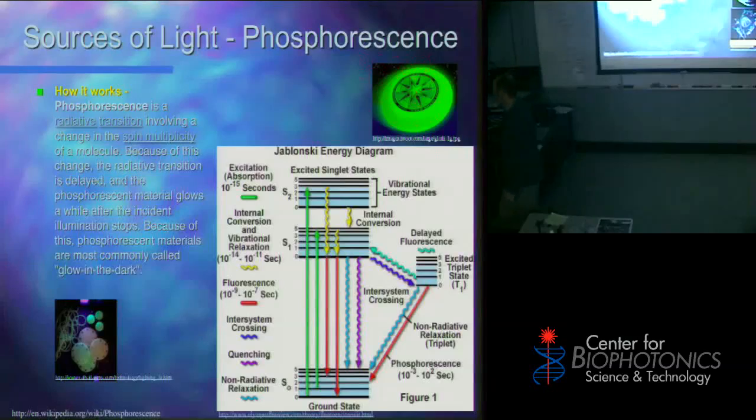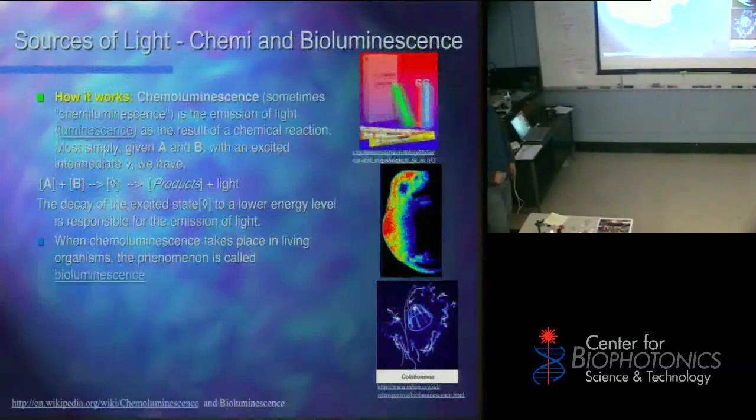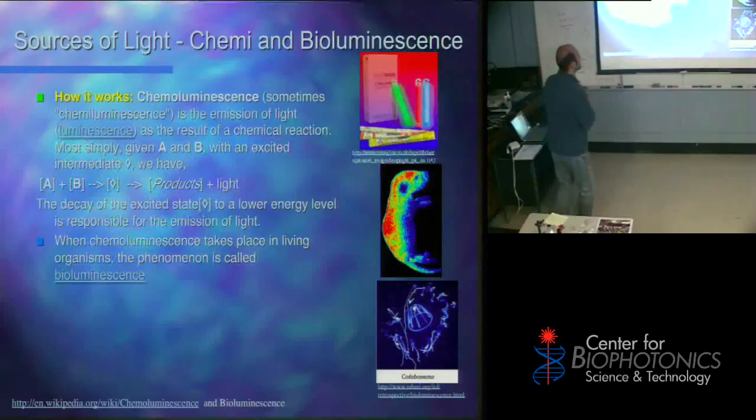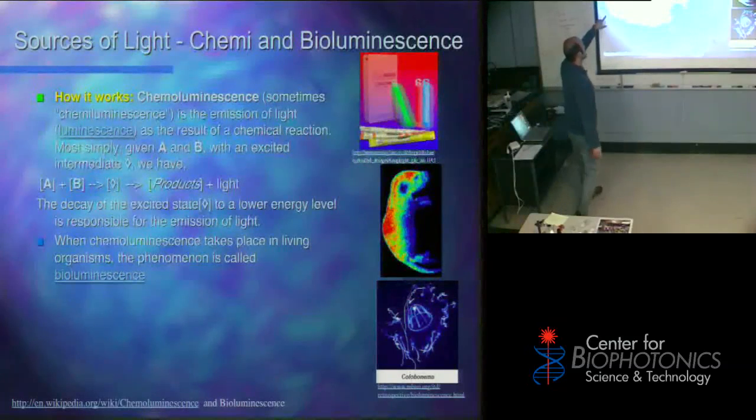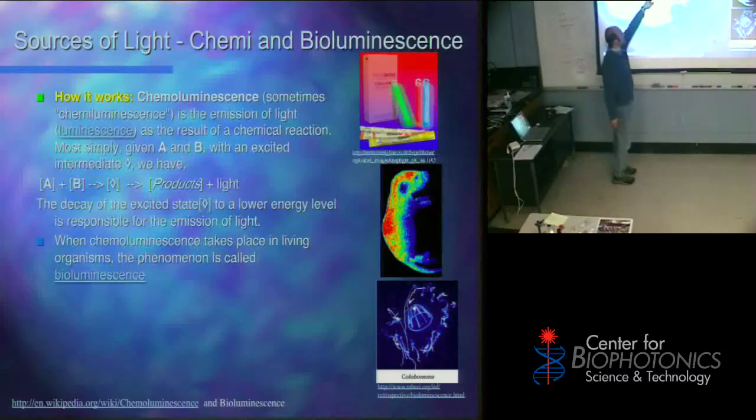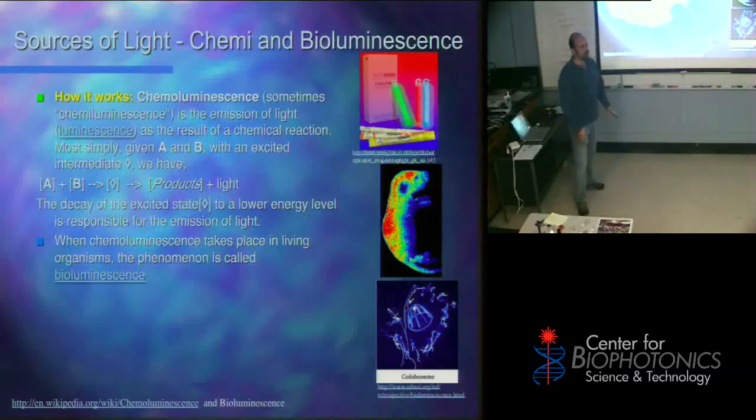Okay. Then we have chemiluminescence. So, chemiluminescence is basically what happens in those light sticks. I think you mentioned it earlier. You've got a chemical reaction that causes some atoms to be excited, and then when they come back down, they re-emit light. You get A plus B going to some excited state intermediate, which then yields your products plus light. Now, if chemiluminescence happens in something living, then it's called bioluminescence.